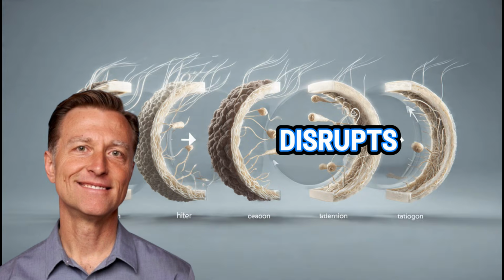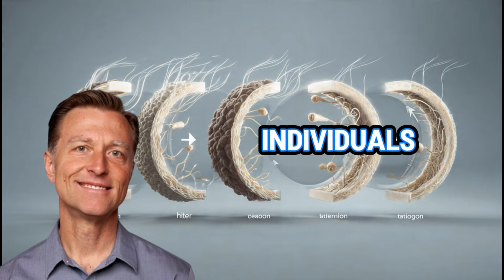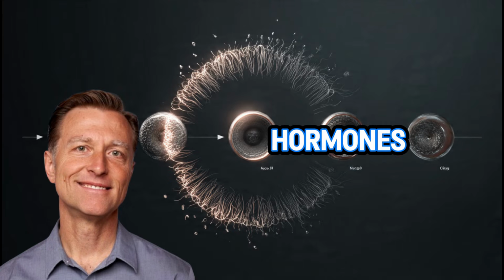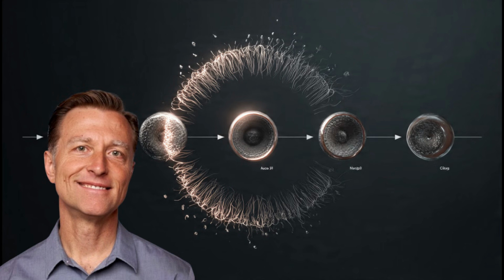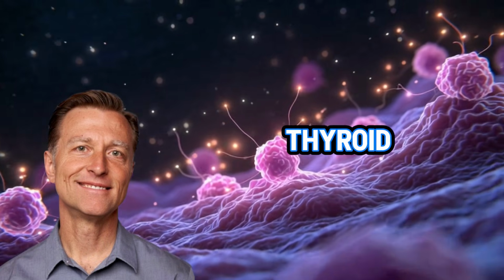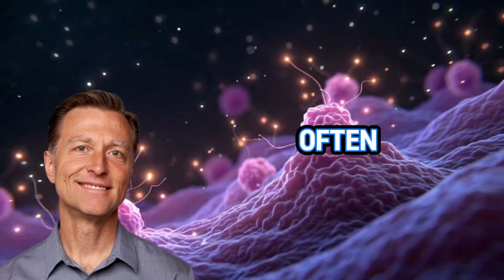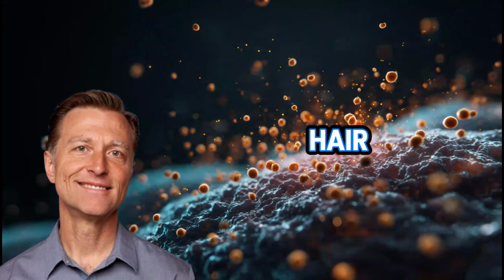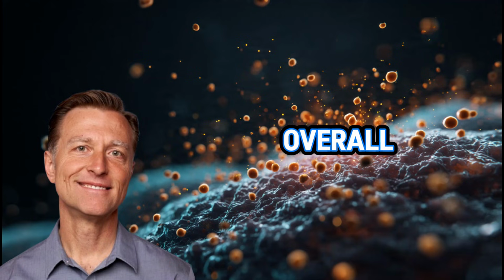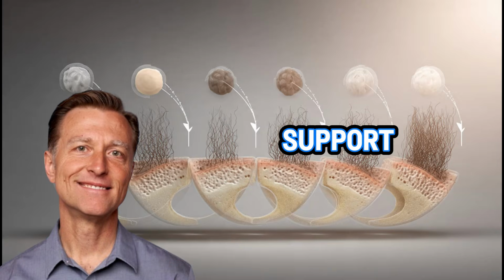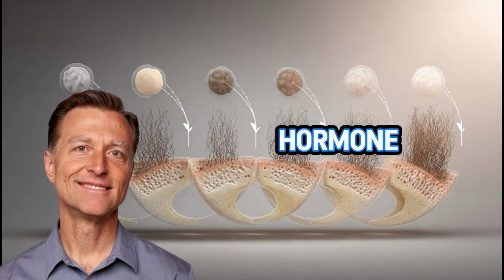Chronic stress disrupts thyroid function in some individuals, and thyroid hormones are critical regulators of hair cycling. Low thyroid activity often presents with thinning hair. Adequate iodine, selenium, and overall metabolic health support thyroid hormone production and conversion.